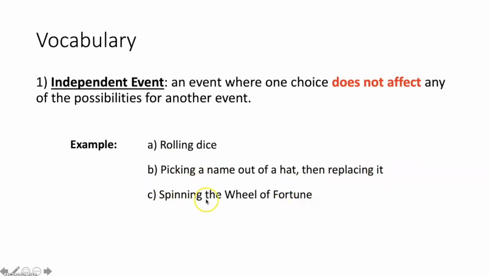Lastly, we have spinning the Wheel of Fortune. So if you're not familiar with the Wheel of Fortune, it's just a giant wheel with a bunch of different dollar values on it. And when you spin it, it's going to land on one of those given dollar values. Now, when you spin it the first time and it lands on a dollar value, that first spin doesn't affect your next spin. It's not going to make it so you have different choices the next spin. You still have the exact same number of possibilities you did the first spin. So because your first spin does not affect your second spin or any of the other ones after that, spinning the Wheel of Fortune would be considered an independent event.